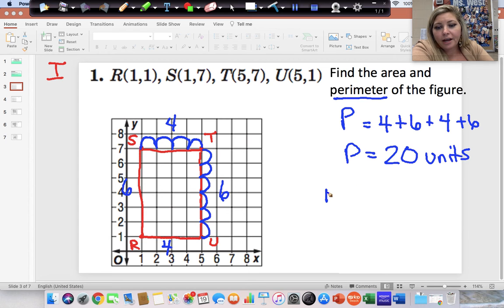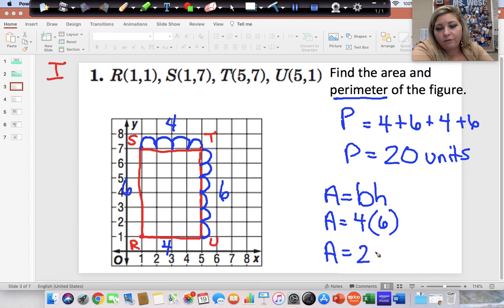To find the area, since this is a rectangle, we are doing base times height. Anytime you see 2 letters next to each other, that means we are multiplying them together. So BH stands for base times height. Our base is 4, and then our height is 6. So 4 times 6 gives me 24.